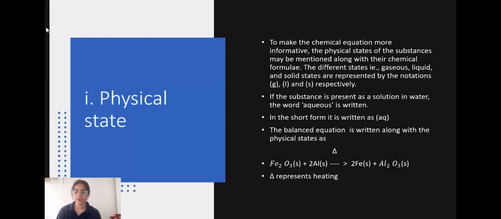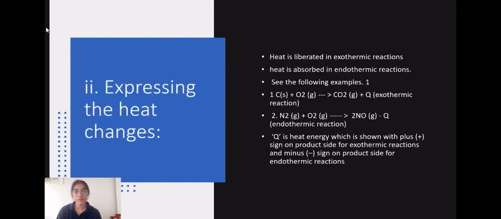Next, expressing heat changes. Normally this is a more physical concept rather than a chemical concept, but heat is liberated in an exothermic reaction and heat is absorbed in an endothermic reaction. Now, if we see an example that has been provided to you, carbon reacts with oxygen to give carbon dioxide, plus some heat is liberated. How much heat is liberated is not our concern right now. We know that some heat is liberated, so it is an exothermic reaction.